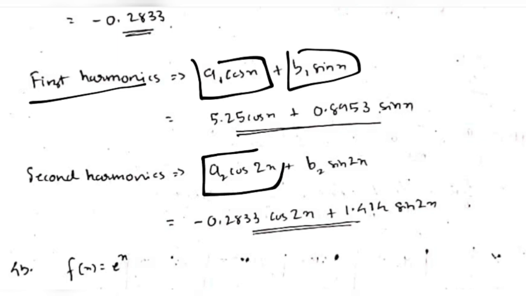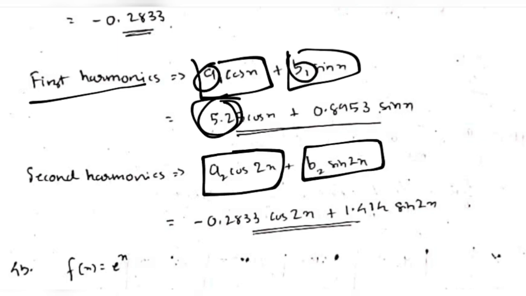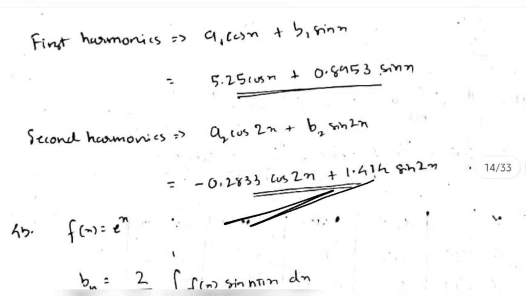For the second harmonics it's a2 cos 2x plus b2 sin 2x. Substituting the values of a1 and b1, and here a2 and b2. Okay, and these are the first two harmonics.